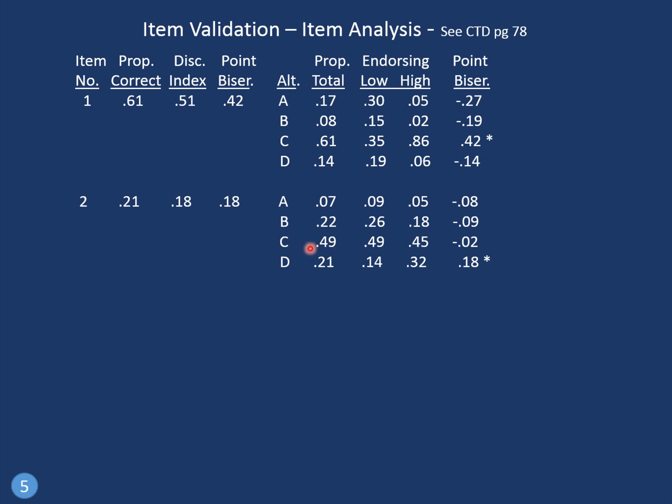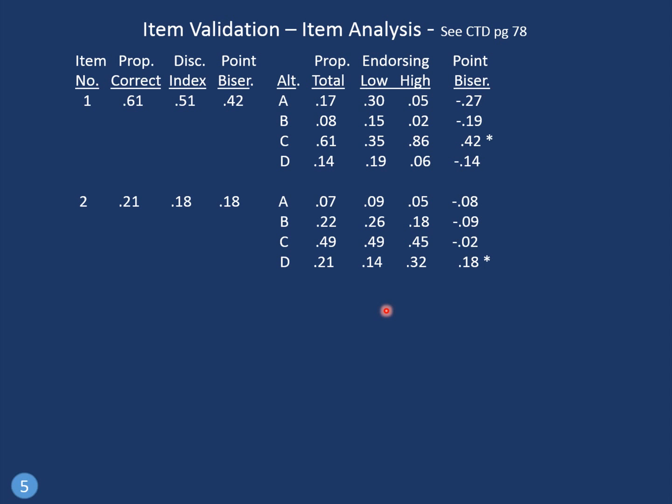49% chose it, almost the same number of lows as highs chose it, and I don't know what to do with this. I just know it's not a good item. I either violated the item writing rules, that's my first thought, or maybe I miskeyed it, or I didn't teach it like I thought I did, or I said something that was different from something in the book, or it rained that day and nobody got to class.